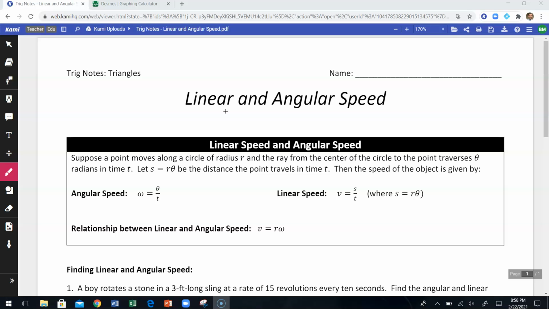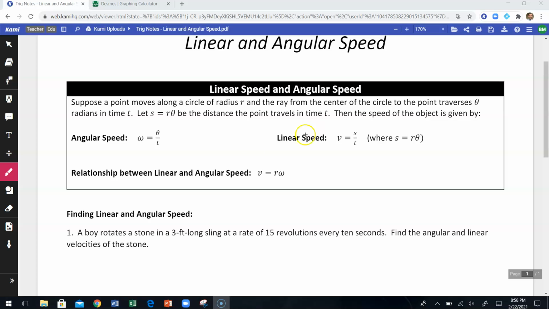Angular speed is not how fast something goes in a straight line, it's how fast something spins. And so what you're used to probably seeing that is an angular speed, the most common for you, is probably RPMs, right? You probably see that on your car, and that is saying how many revolutions or rotations per minute. That is an RPM. So a linear would be like miles per hour, and an angular would be rotations per minute, RPM.